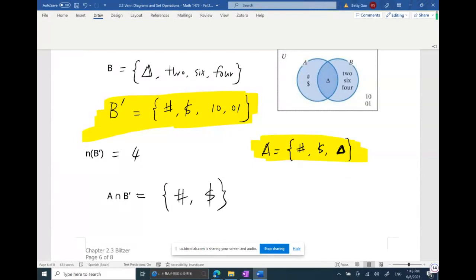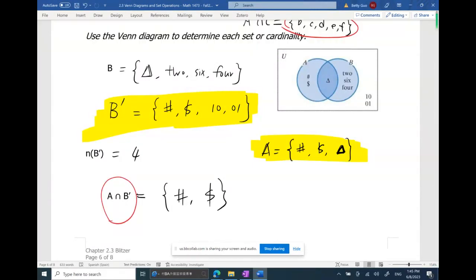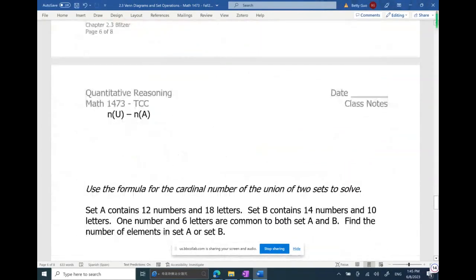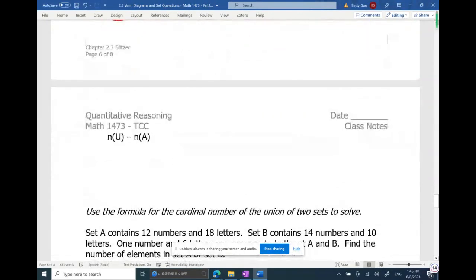Another way to understand this set: this actually means A and not B. So this set would include elements in A but not in B. It actually represents this region in A but not in B. It has 2 elements.